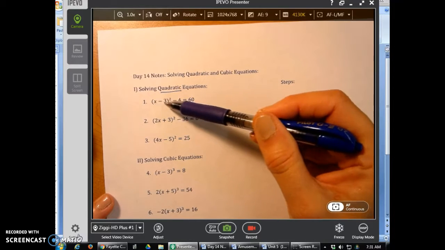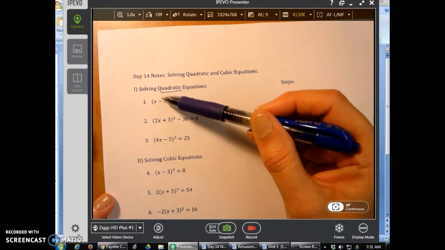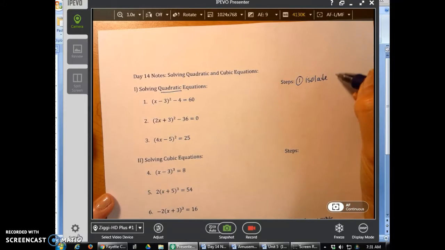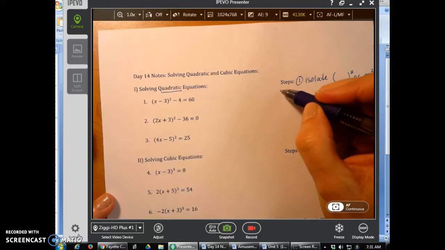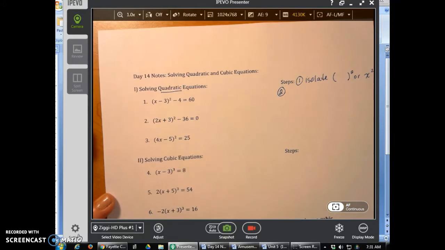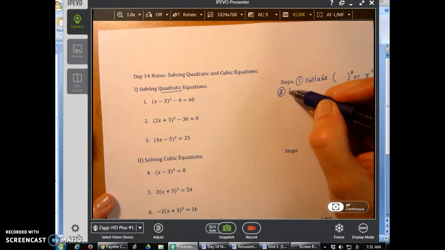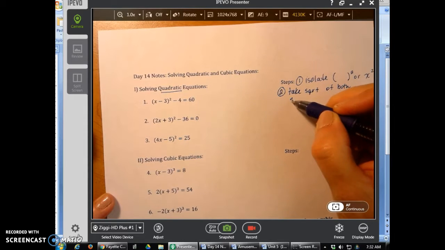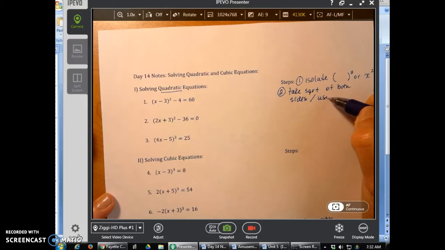Let's look and see what these look like. You can see you have parentheses, and inside the parentheses you have an expression, x minus 3, squared. The first step is to isolate whatever is being squared. Sometimes it's in parentheses and sometimes it's just an x being squared. Then step 2 is to take the square root of both sides, and don't forget to use the plus minus symbol, and I'll show you how to do that in just a second. And when you isolate whatever's being squared, I meant to remind you, this is reverse PEMDAS.